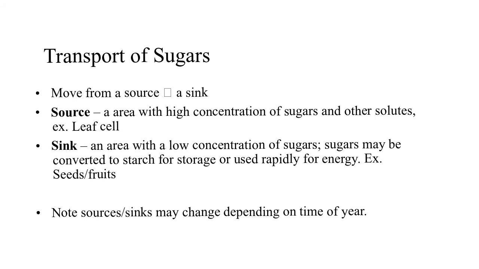Now, the location of sources and sinks can depend on the time of the year. Why do you think this might be? I would encourage you to think about how places like Canada have different seasons. How do you think that's going to impact a plant's ability to photosynthesize? So like I said, the place of a source and sink is dependent on the time of year.